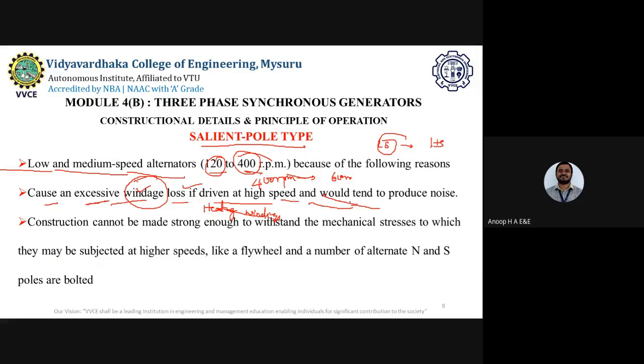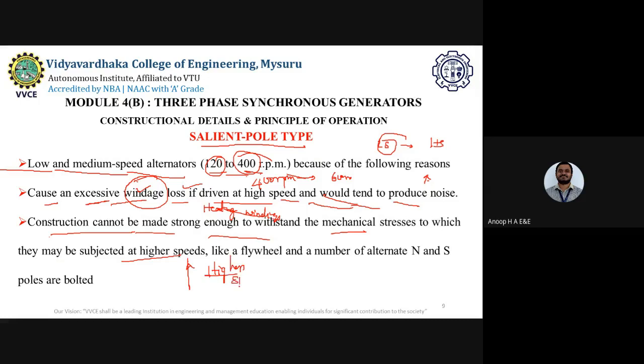So you need to operate this salient pole machine in such a way that the speed is less than 400 rpm or 500 rpm. Once it is in motion, it tends to produce noise if driven at higher speeds. Also, this construction cannot be made strong enough, because it is made of iron, to withstand the mechanical stresses to which it is subjected at higher speeds. So what I told you is that a higher speed is present.